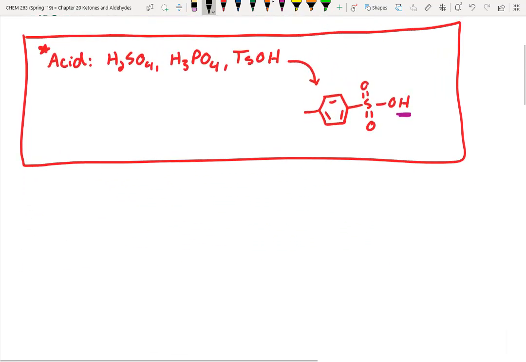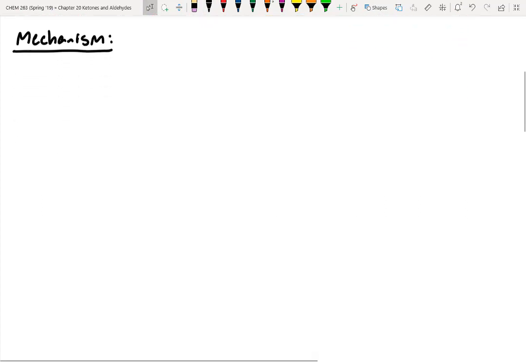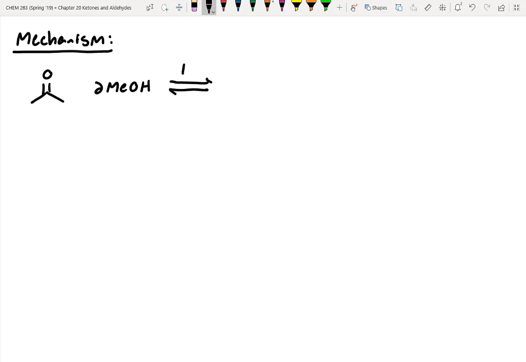This one gets a bit more involved. So we'll just stick with simple acetone. It's easy enough to work with. And we're going to use 2 equivalents of methanol. And I'm just going to show my catalytic acid as H plus with brackets, but like I said, it could be sulfuric acid, whatever, as long as the conjugate base isn't good.